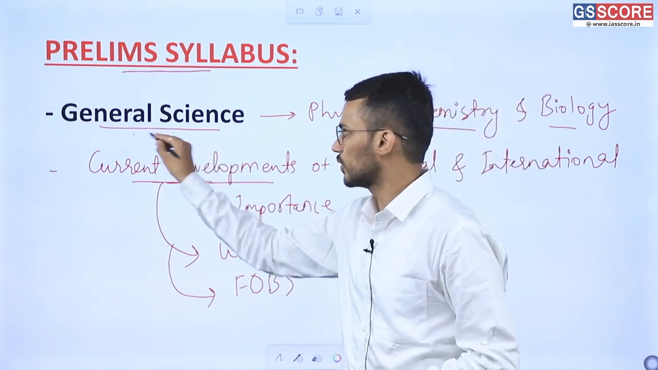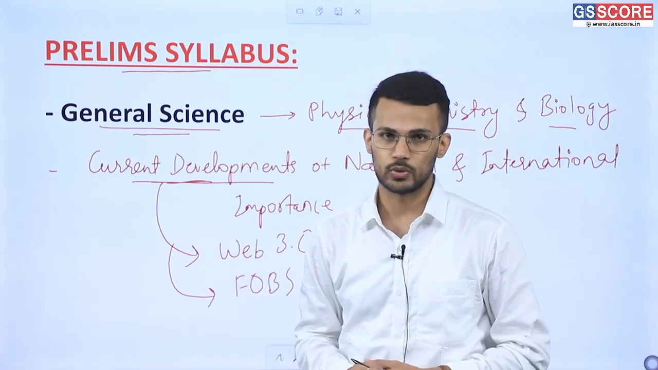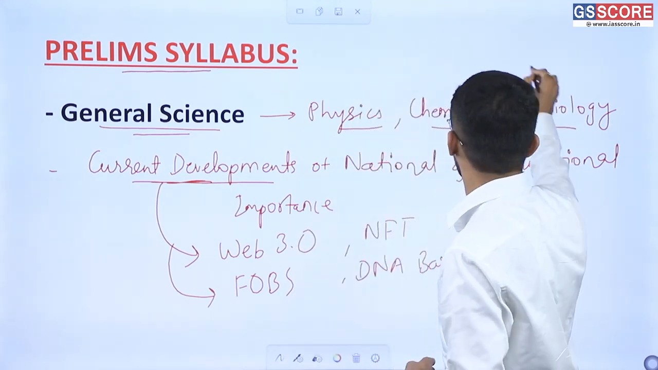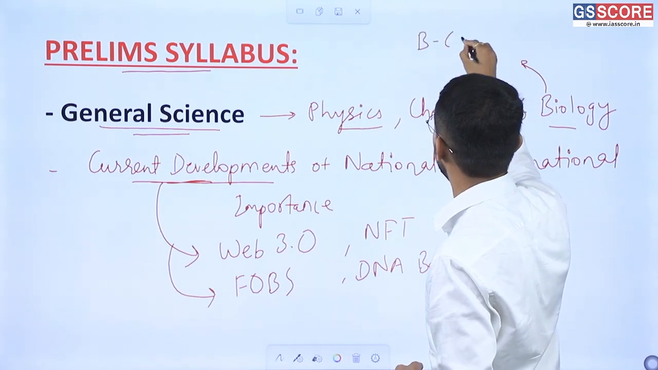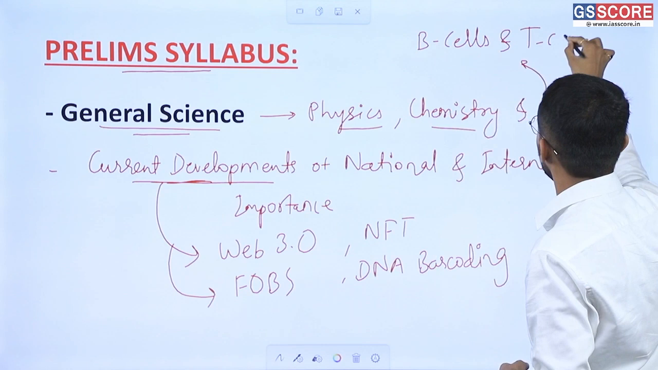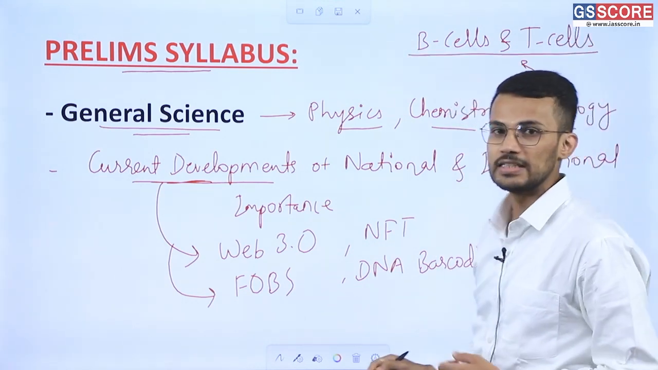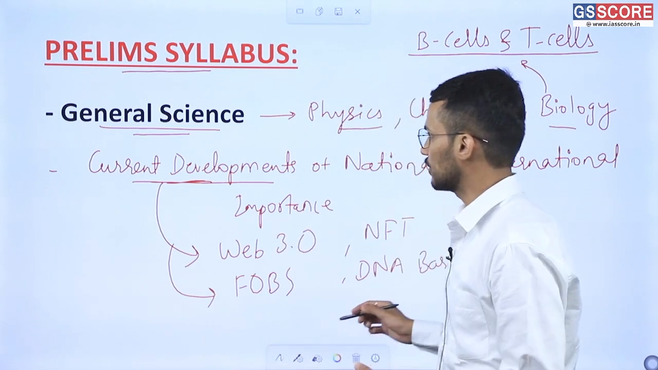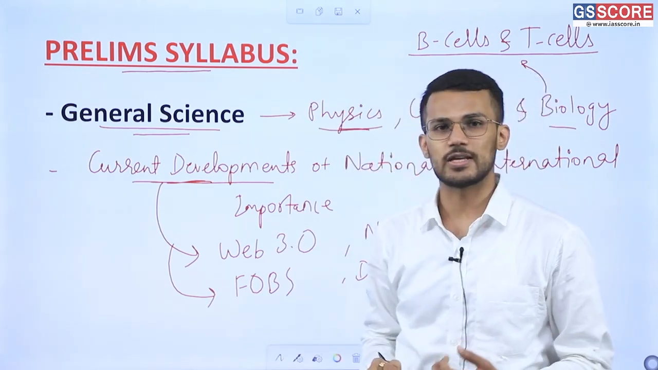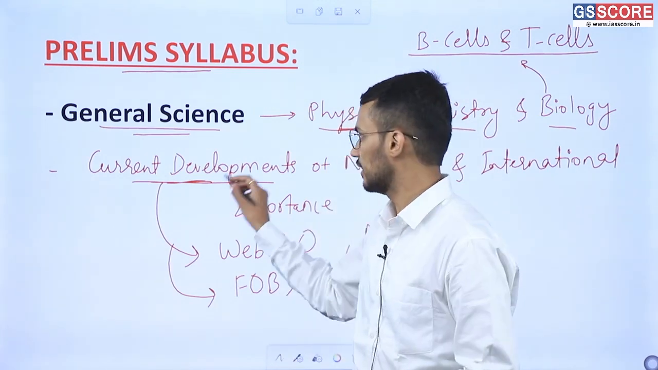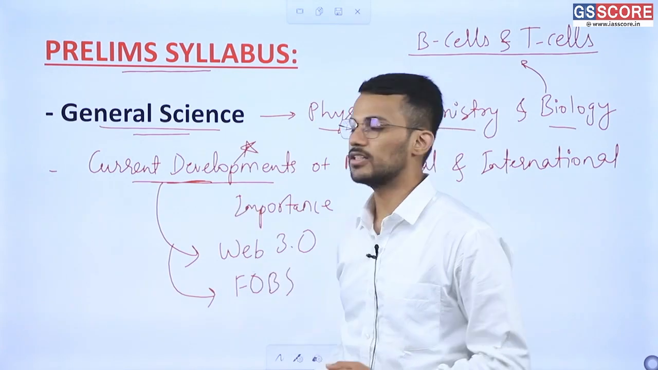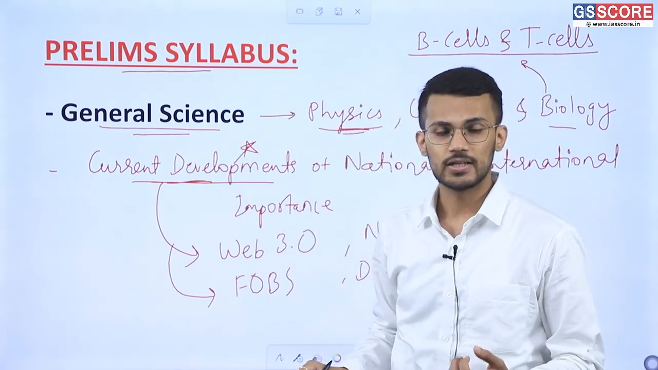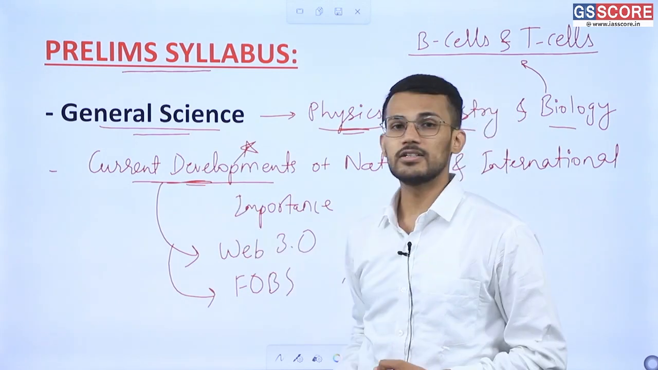But at the same time, there are some questions that are general science related. But again, for those questions, the inspiration is current affairs. For example, there was a question from biology related to B cells and T cells, right? B cells and T cells were in use in the context of vaccination. So we can say that though questions are asked from physics, chemistry and biology, often their inspiration is in current developments. That is what is mentioned in the prelims syllabus: general science, in which we are supposed to study physics, chemistry and biology, and then current developments of national and international importance.